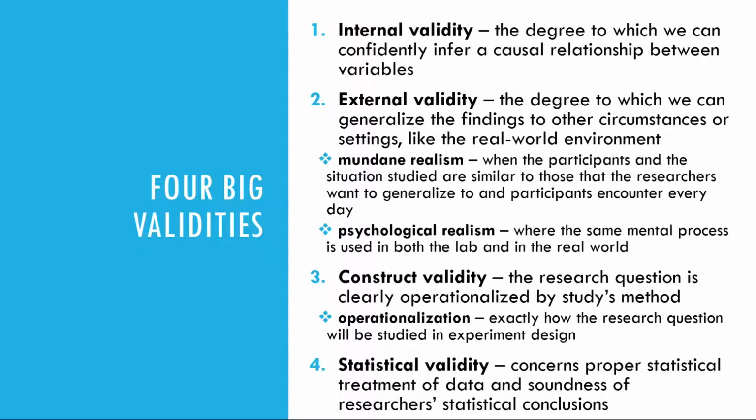Four big validities. When we read about psychology experiments with a critical view, one question to ask is: is this study valid or accurate? However, that question's not as straightforward as it seems, because in psychology there are many different kinds of validities. Researchers have focused on four validities to help assess whether an experiment is sound: internal validity, external validity, construct validity, and statistical validity. So let's explore each validity in depth.